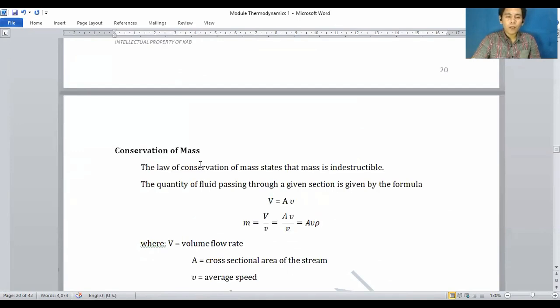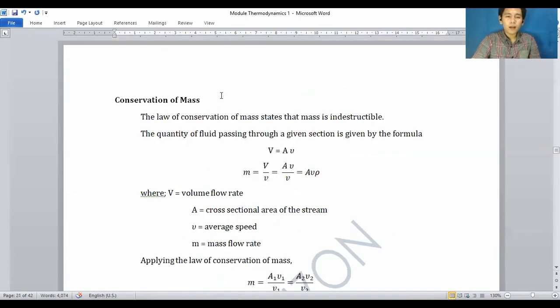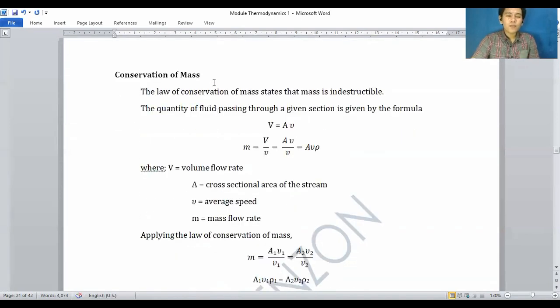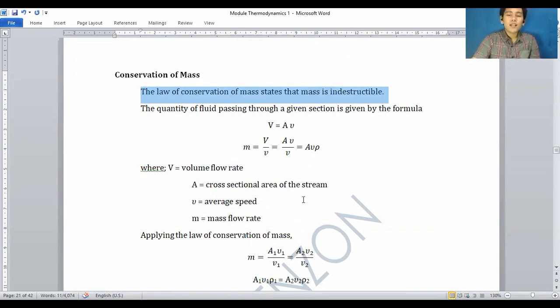Temperature is not the last one, but this one, conservation of mass. The law of conservation of mass states that mass is indestructible. When we say conservation of mass, we have to conserve mass. So therefore, if we're going to use the mass, we should extract also its mass. Therefore, the mass leaving is equal to the mass entering, or vice versa. That is the concept of conservation of mass.